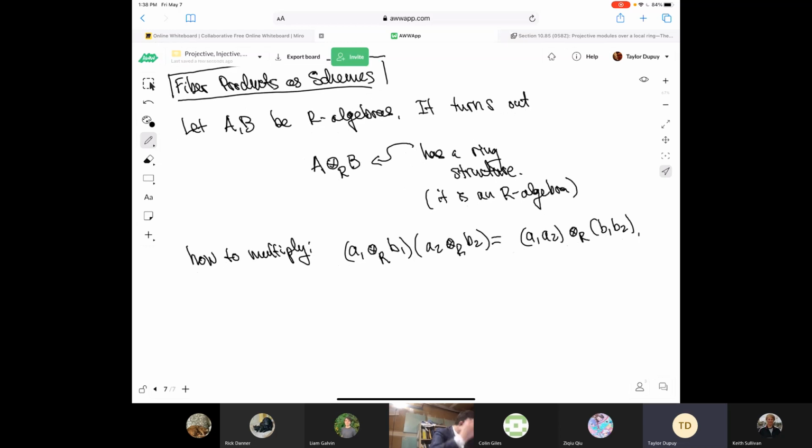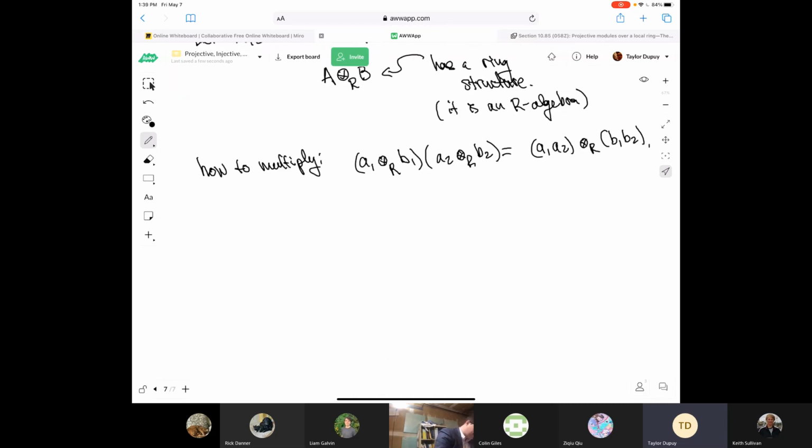So this thing has a ring structure on it, and if you have multiple things, you just distribute and multiply, if you're taking linear combinations of these things. I just showed you how to do it for pure tensors. Okay, so what do we do?